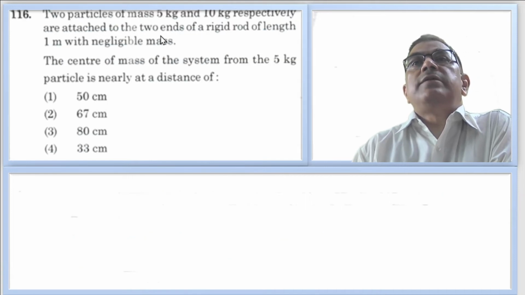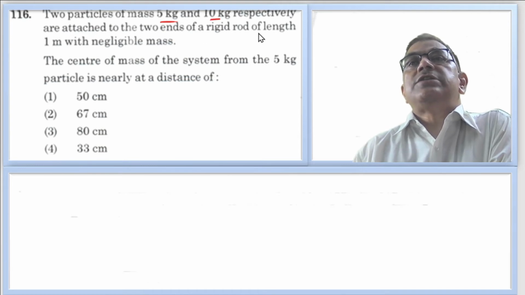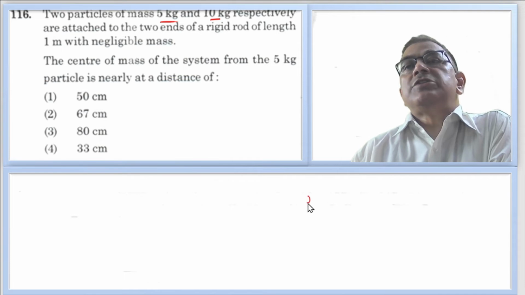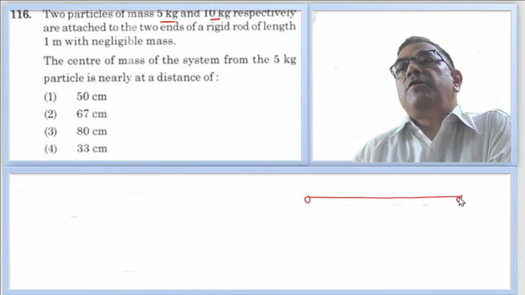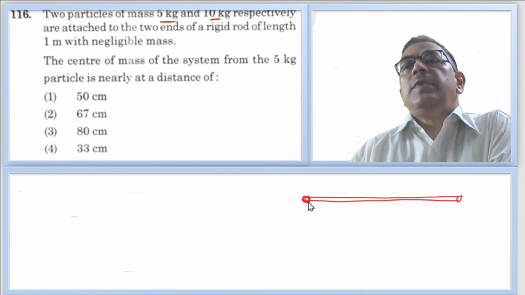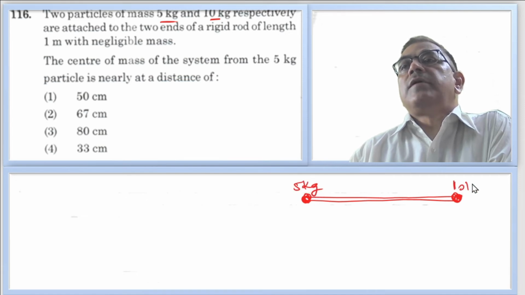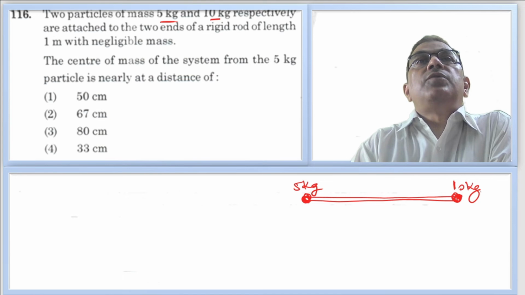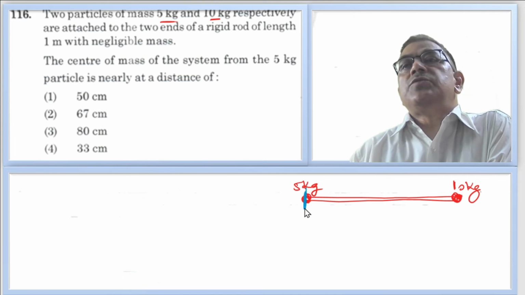In the problem, two particles of 5 kg and 10 kg respectively are attached to the two ends of a rigid rod of length 1 meter and negligible mass. So here is the rod of negligible mass, and these are the two balls: this is 5 kg and this is 10 kg. Now take this as the origin, and try to find its center of mass.